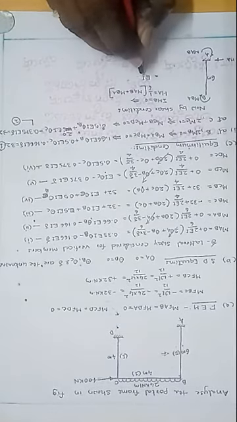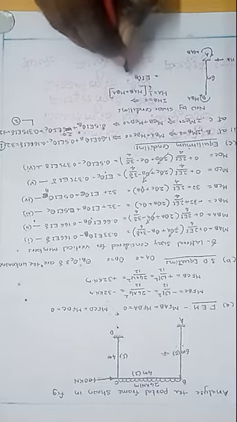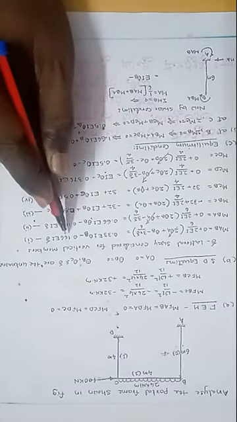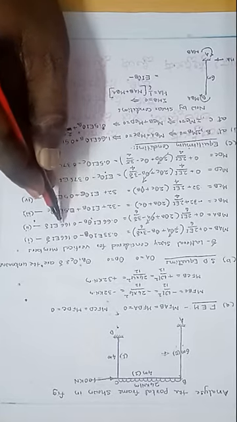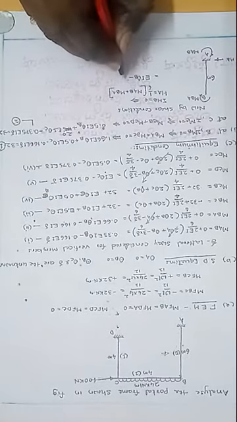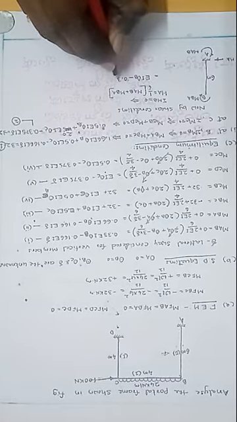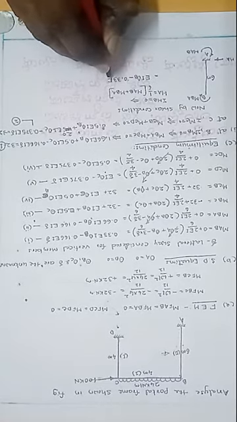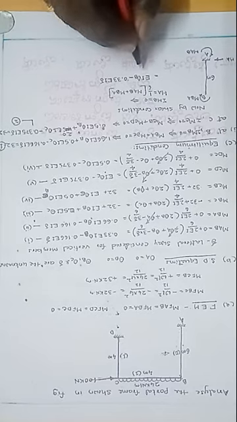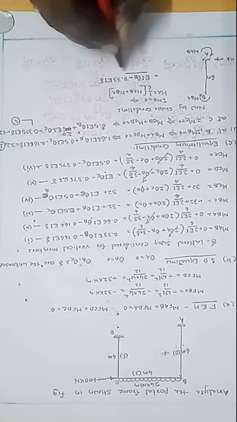Then here you will get HA equals MAB plus MBA, that one is 0.66 plus 0.33, that one is EI theta B minus 0.166 minus 0.166, that is minus 0.33 EI delta by 6.